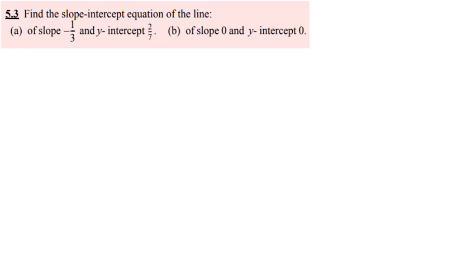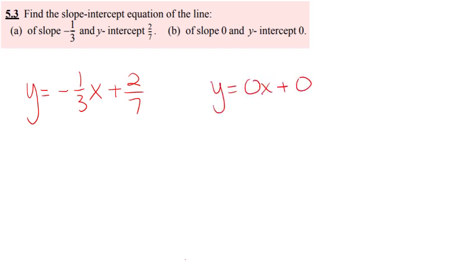Okay, these are the last two problems. The answer to this one is y equals negative 1/3 x plus 2/7. And this one, after you plug it in, this is what you get, but you have to simplify that to y equals 0, because 0 times x is 0, and 0 plus 0 is 0.